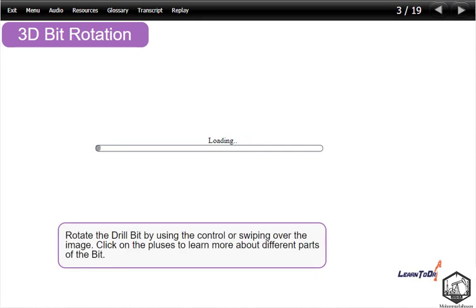Rotate the drill bit by using the control or swiping over the image. Click on the pluses to learn more about different parts of the bit.